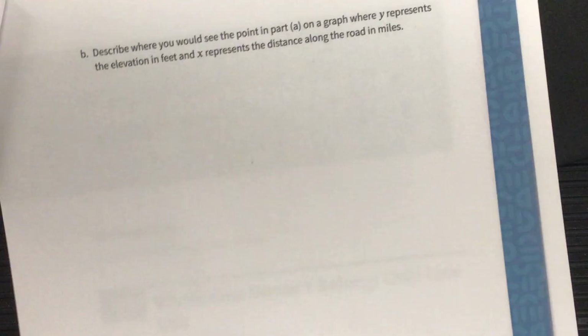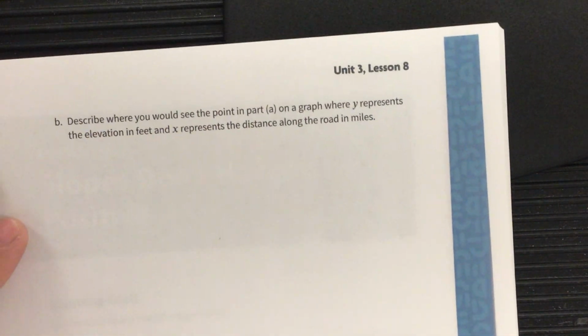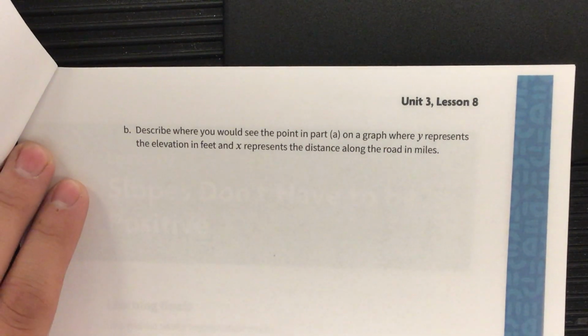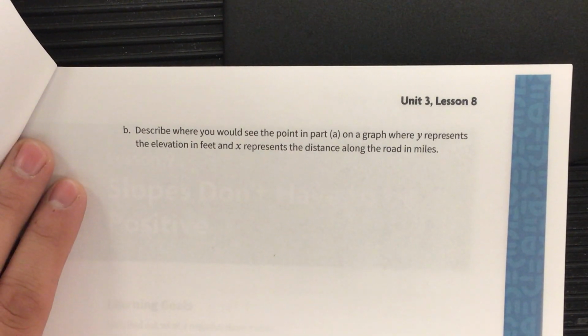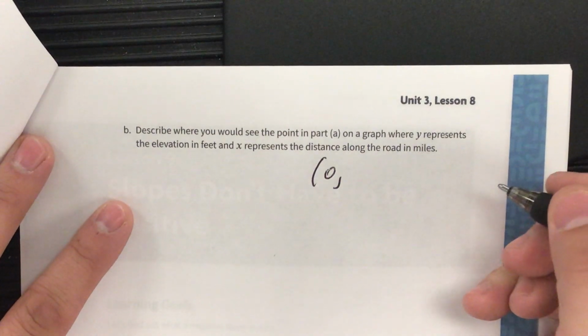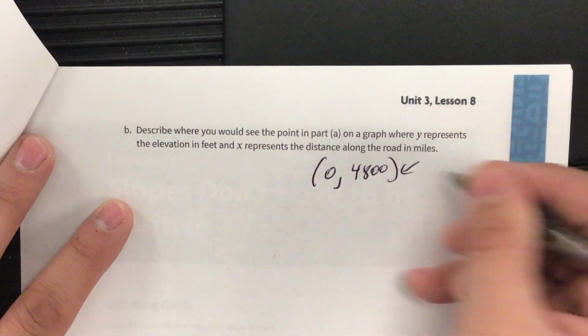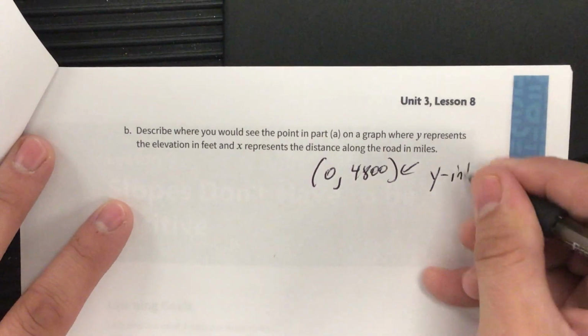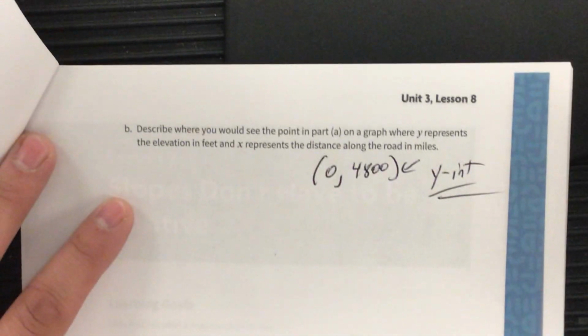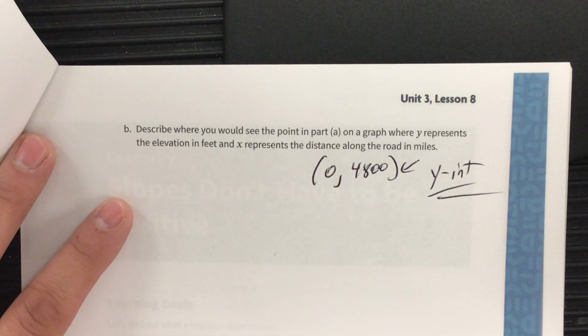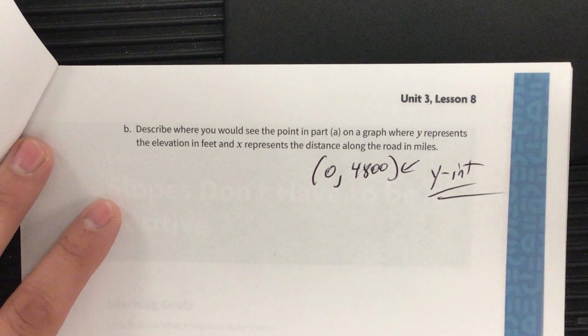B, describe where you would see this point A on the graph. Okay, well, how many miles have you traveled at the beginning, Colin? 0. And what's your elevation? 4,800. And what's this point called? The y-intercept. It's where it crosses that y-axis. The first dot. Good job, Caleb. All right.